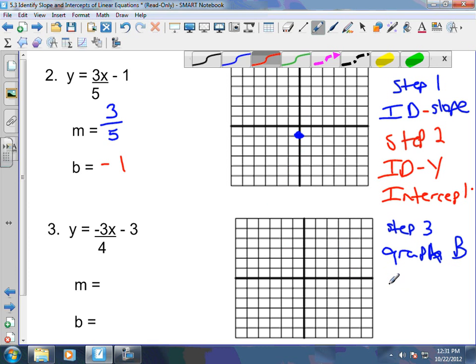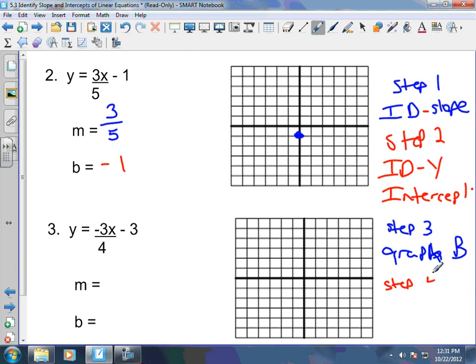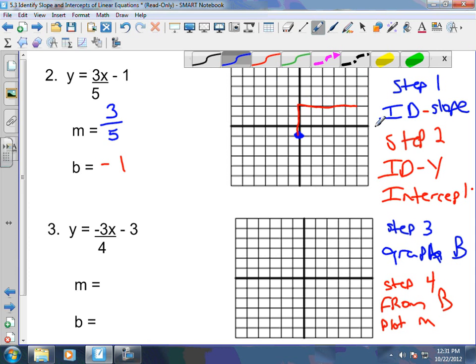Step 4: from your y-intercept, plot your slope. What does that mean, plot your slope? My slope is 3 over 5. 3 is positive, so that means I go up 3. 1, 2, 3. Over 5. 5 is positive, so I go to the right. 1, 2, 3, 4, 5. That's where I'm going to put my dot.